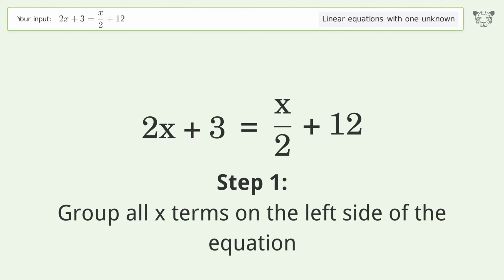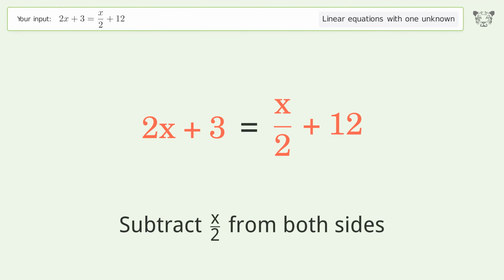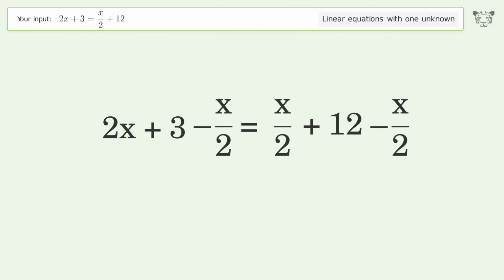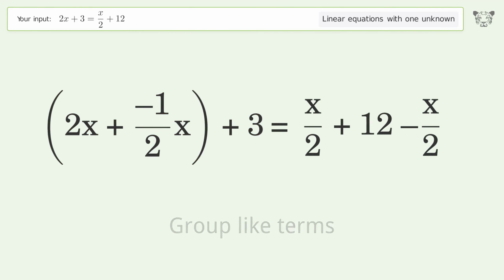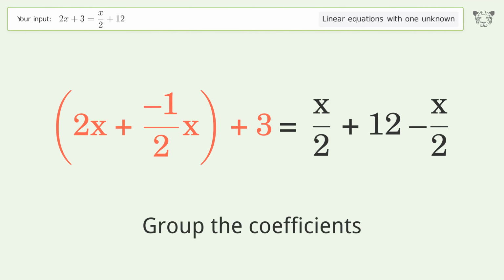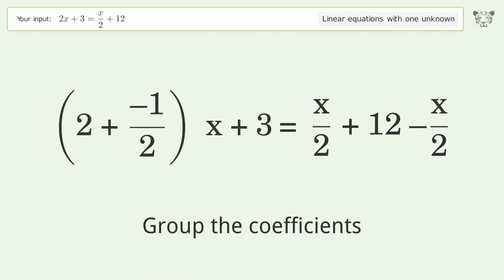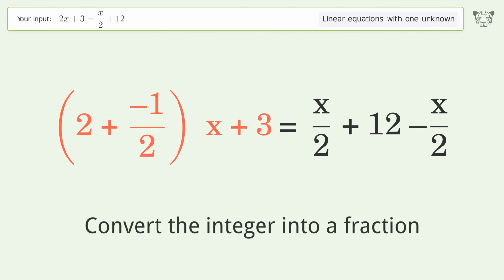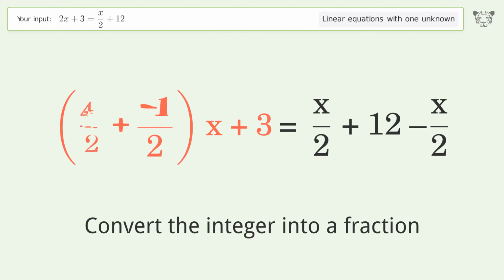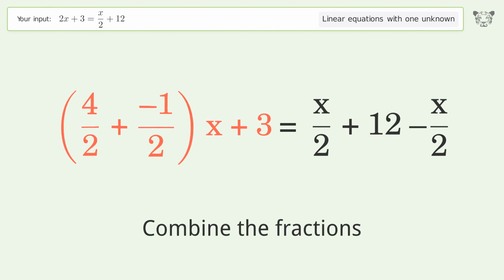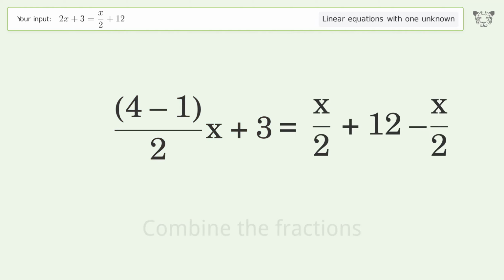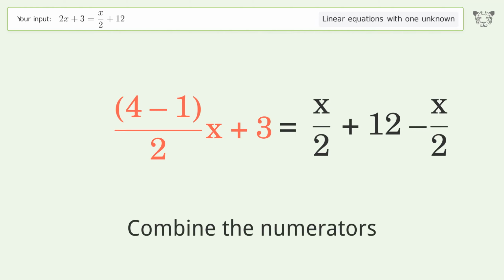Group all x terms on the left side of the equation. Subtract 10/2 from both sides. Group like terms. Group the coefficients. Convert the integer into a fraction. Combine the fractions. Combine the numerators.